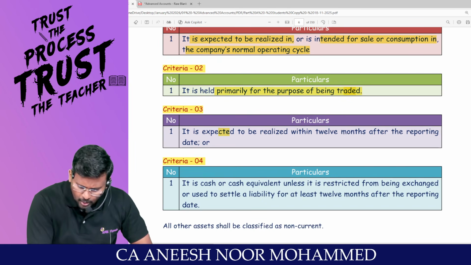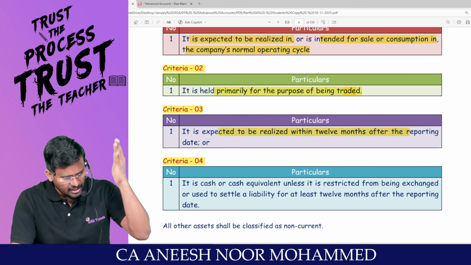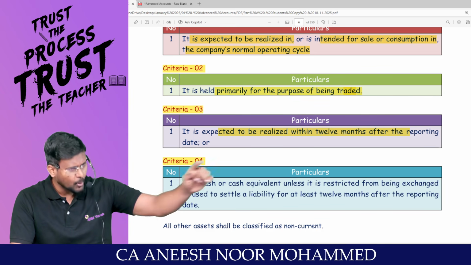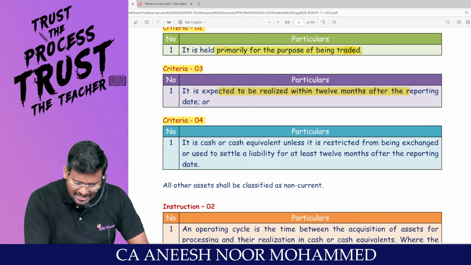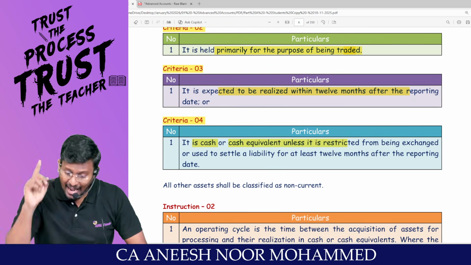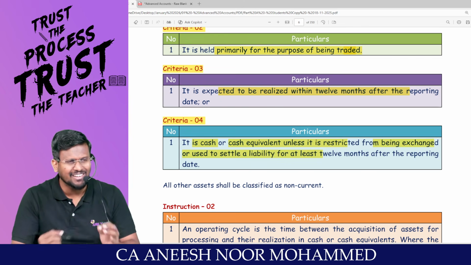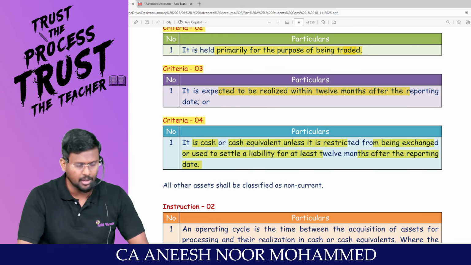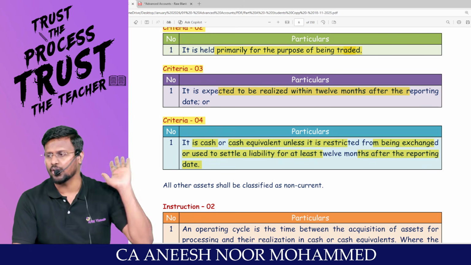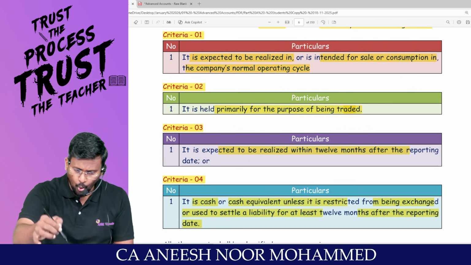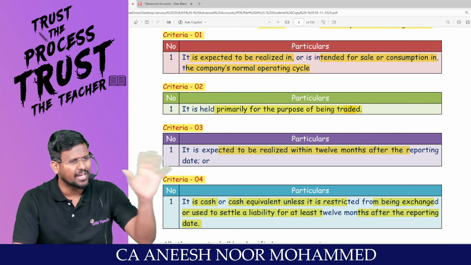It is expected to be realized within how much? 12 months after the reporting date. That means from 31st of March, within 12 months, I will get the money. That means it will be treated as current. It is cash or what? Cash equivalent, unless it is restricted from being exchanged or used to settle a liability for at least how many months? 12 months after the what date? Reporting. Generally, cash and cash equivalents are current assets and not non-current assets. That means if any one of these 4 criteria is satisfied, please try to classify it as current.